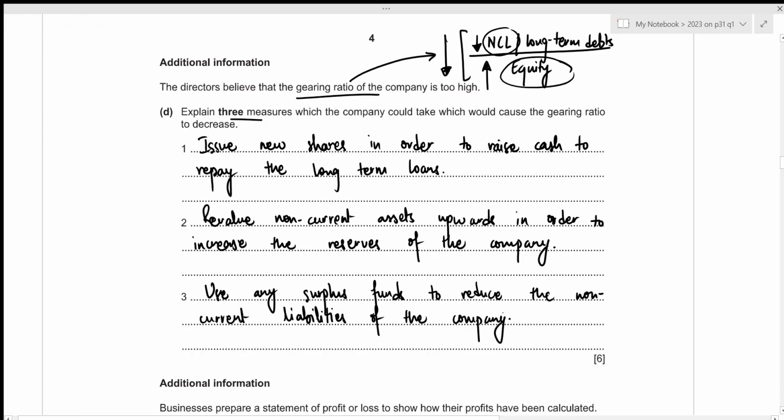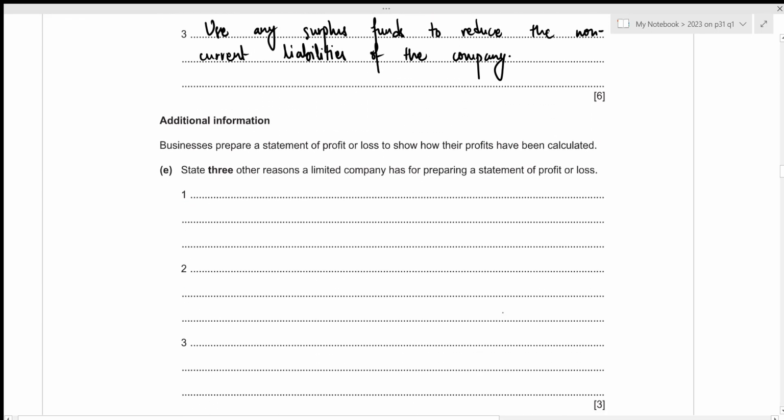Alright, that's all for the fourth part. Let's move towards the fifth one. Businesses prepare a statement of profit or loss to show how their profits have been calculated. We now need to state 3 other reasons a limited company has for preparing a statement of profit or loss.